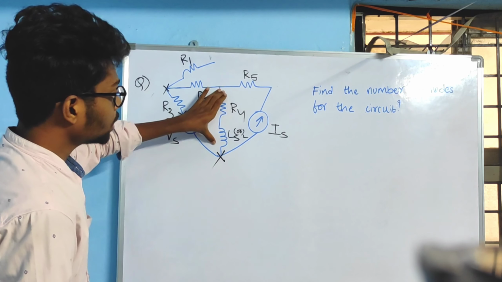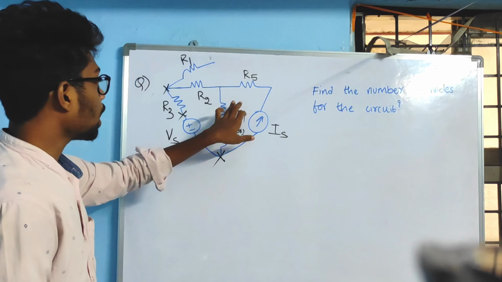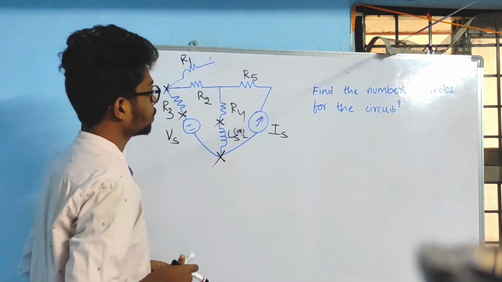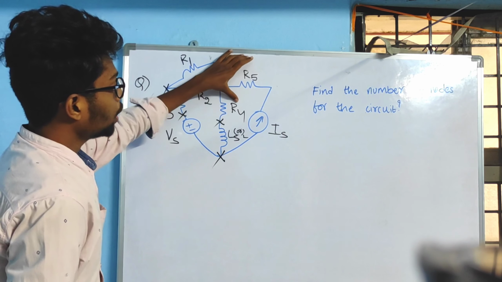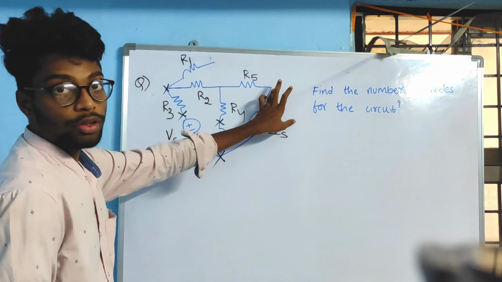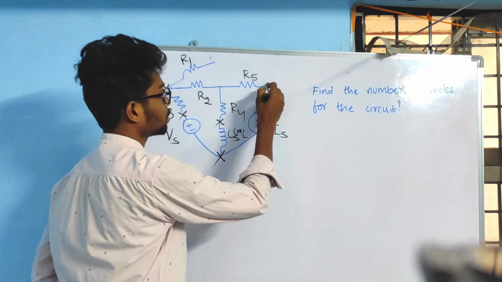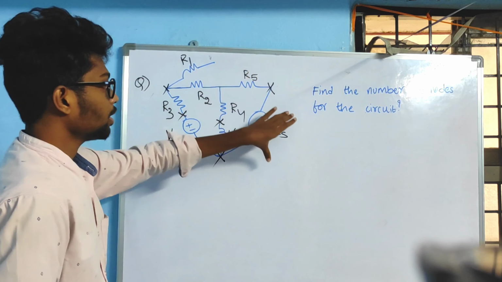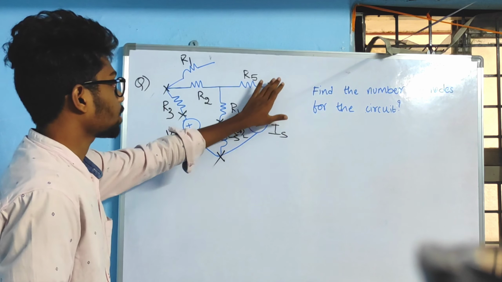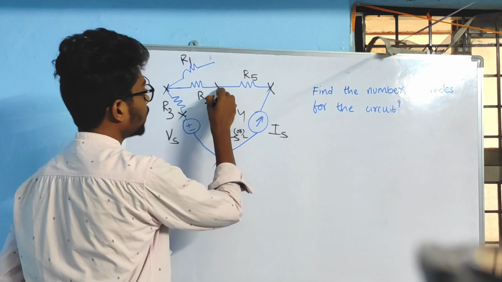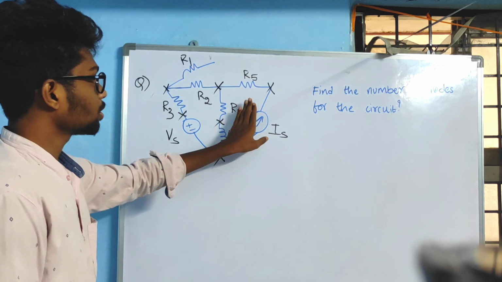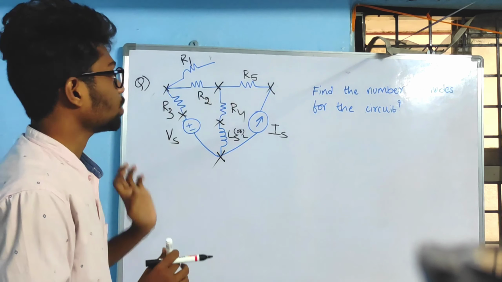In between these two, this is a node, friends. R4 and L are connected over here. So, this is a node. If you see over here, this is a node, friends. Resistance R5 and current source Is are connected. So, that is a node. Over here you can see three elements are connected, R2, R5, R4. So, this is a node.